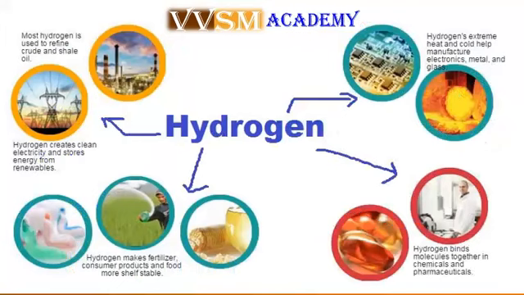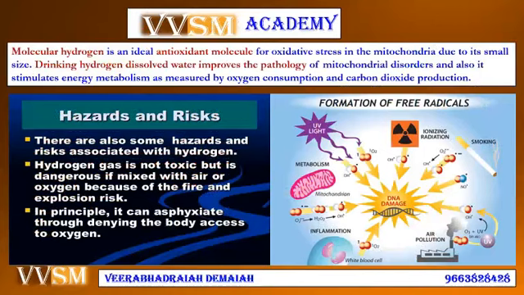Well, hydrogen plays a predominant role. Most hydrogen is used to refine crude and shale oil. Hydrogen creates clean electricity and stores energy from renewables. Hydrogen makes fertilizer, consumer products, and food more shelf-stable. And hydrogen's extreme heat and cold help manufacture electronics, metal, and glass. Hydrogen binds molecules together in chemicals and pharmaceuticals. These are the extraordinary uses of hydrogen.